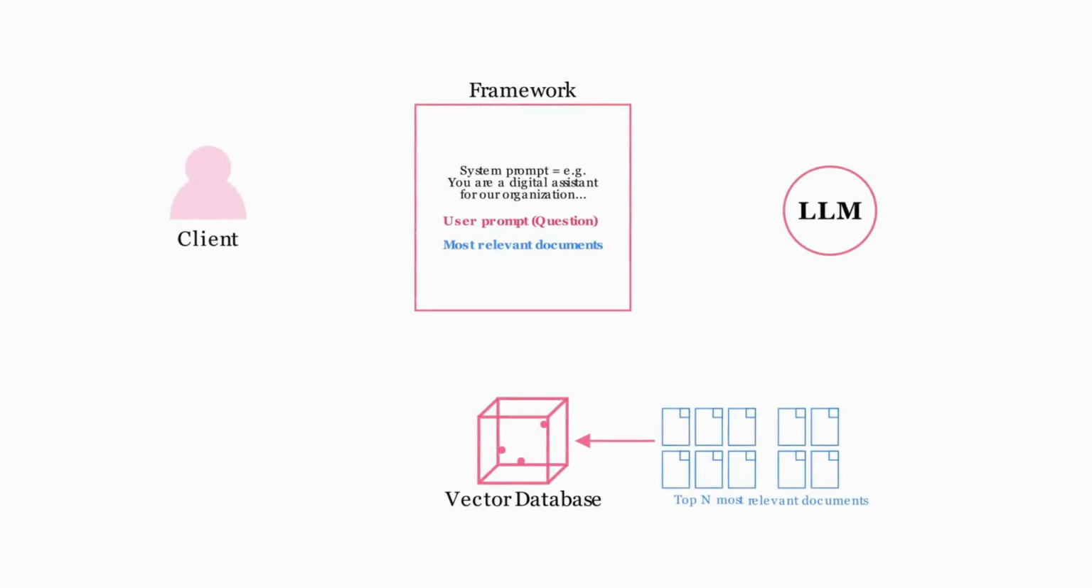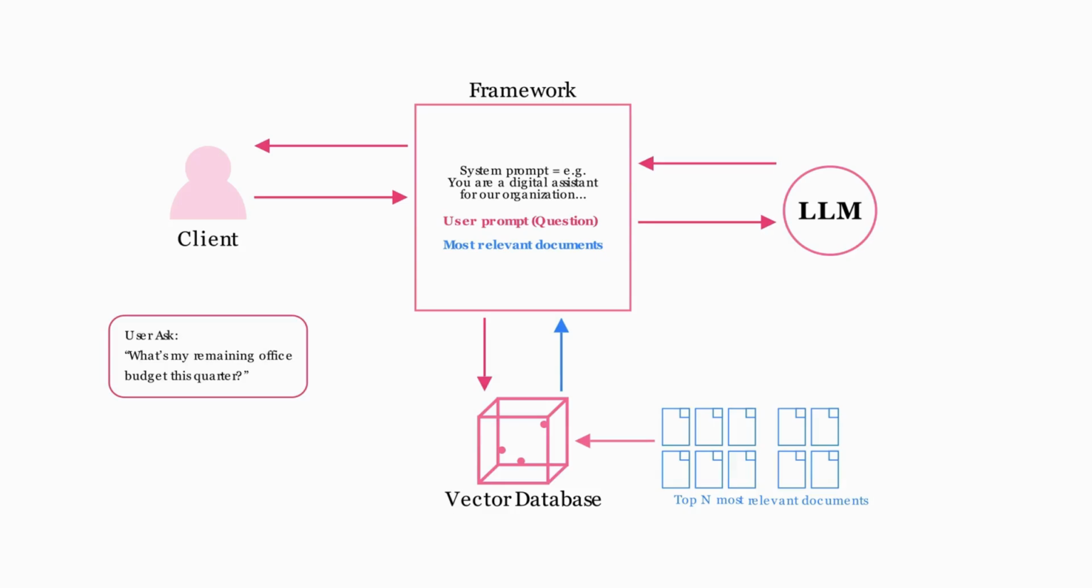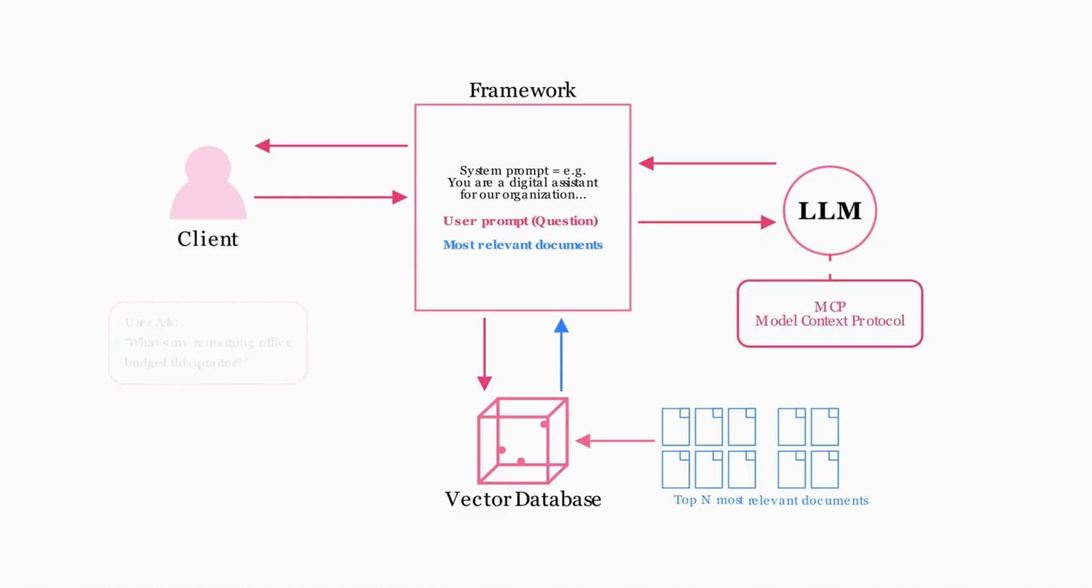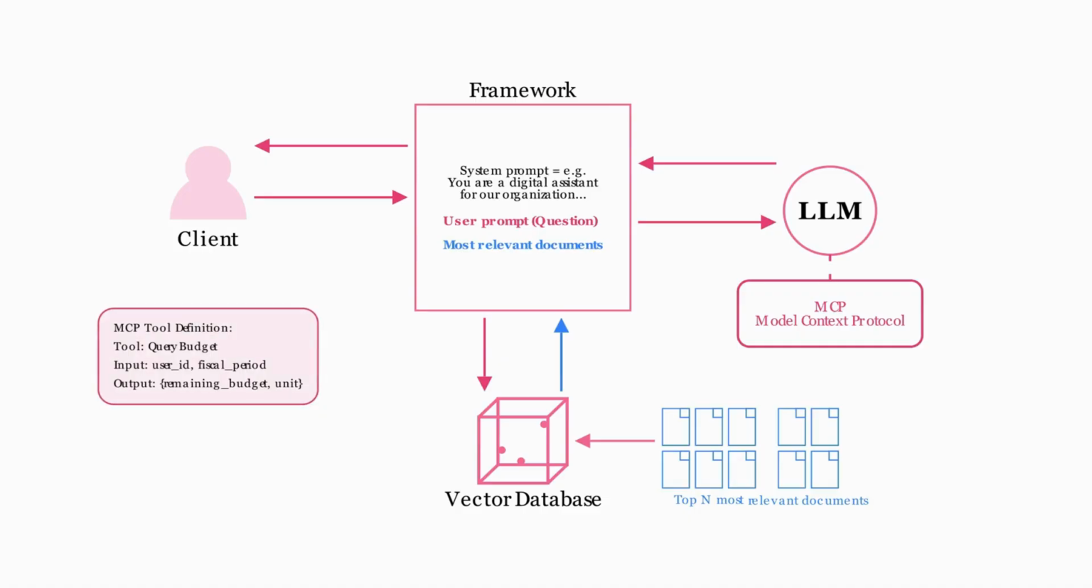Now, let's visualize both the examples that we talked about. First example, the user asks, "What's my remaining office budget this quarter?" The MCP tool is defined in our pipeline as follows: tool, input, output. The model knows the tool exists and receives a structured output. It doesn't imagine or guess the answer. This is fundamentally different from prompting the model to estimate or fabricate.